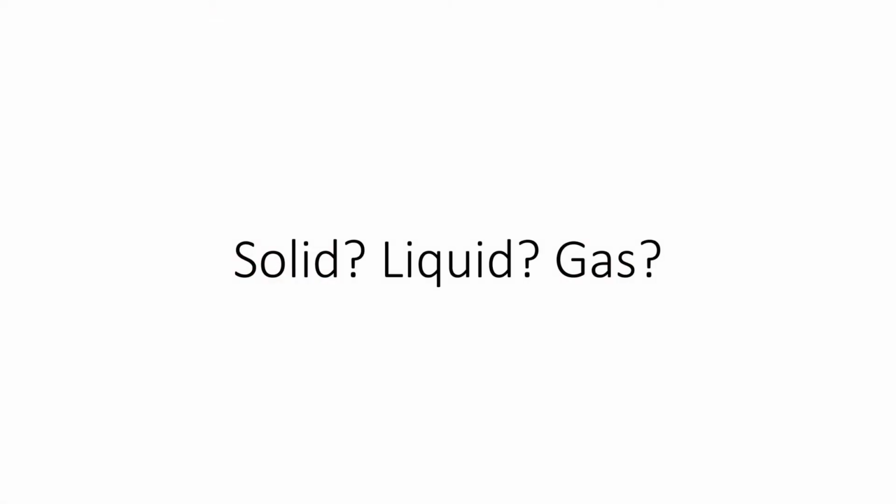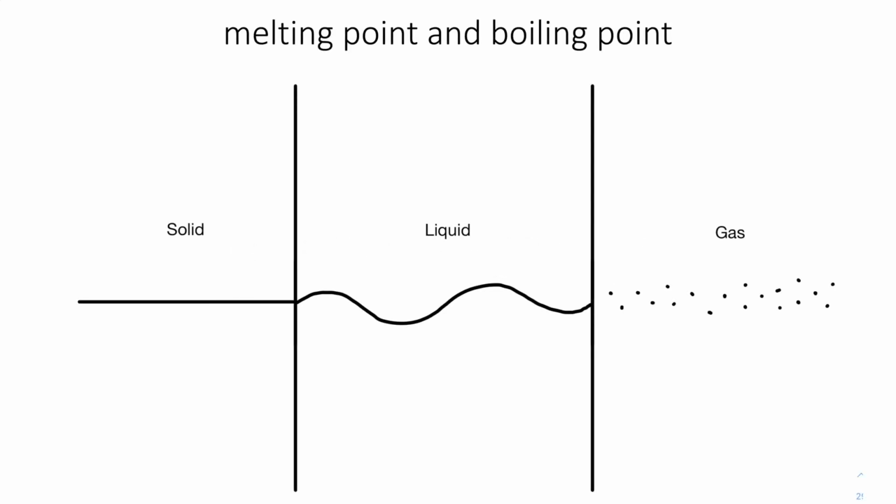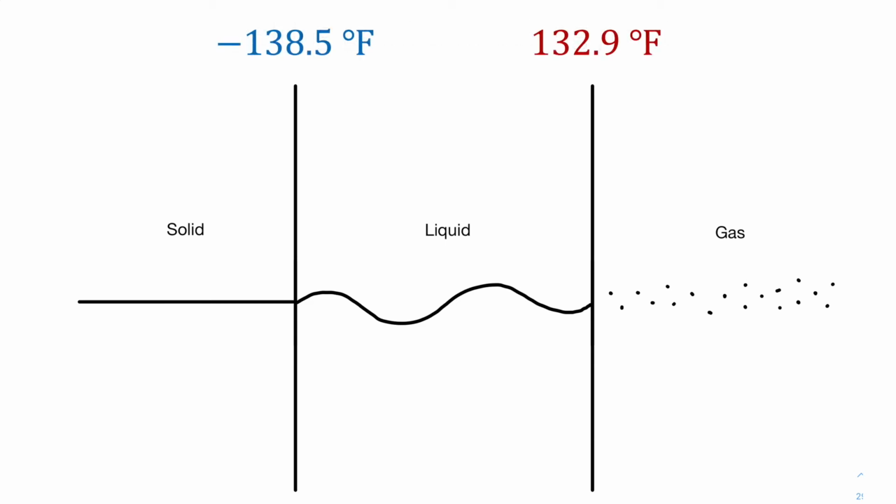One physical property has to do with the phase of the molecule. Is it a solid, liquid, or gas? Among other things, that has to do with the temperature that the molecule is at. Acetone will be a solid at temperatures below negative 138.5 degrees Fahrenheit. Between negative 138.5 degrees Fahrenheit and 132.9 degrees Fahrenheit, acetone will be a liquid, and above 132.9 degrees Fahrenheit, acetone will be a gas.